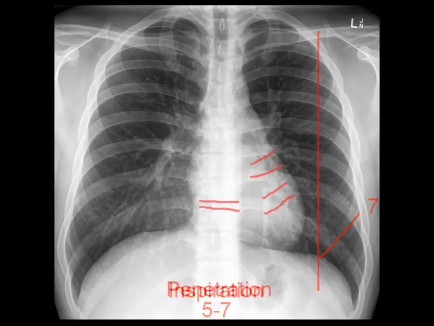Finally, check the penetration of the rays. Simply put, an over-penetrated film is too dark, an under-penetrated one is too white. A trick to judge penetration is to look in the region of the heart. If you can see the spaces between the vertebrae and pulmonary vessels through the heart, penetration is adequate.